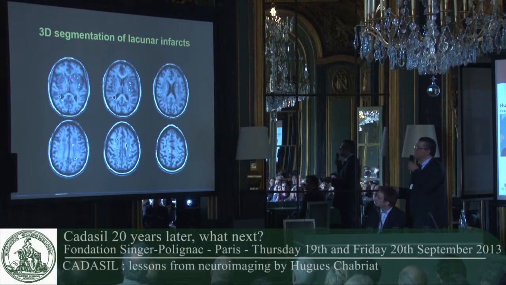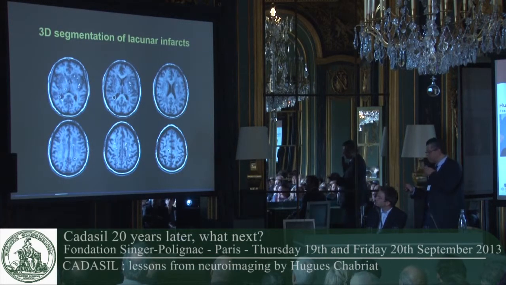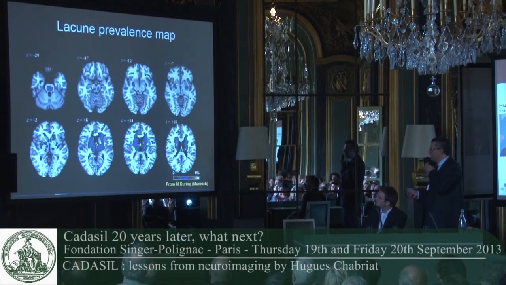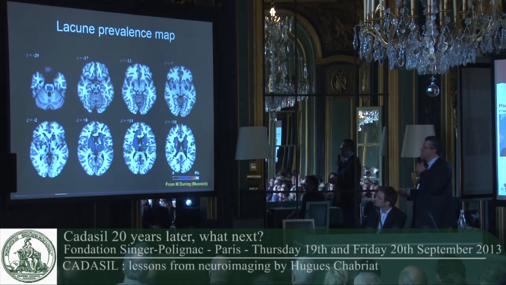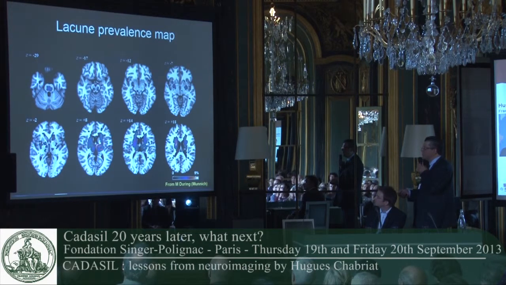delineate precisely all the lacunar infarctions observed in CADASIL patients, and with Marco, we are able now to provide a map of the most frequent lacunar infarctions in CADASIL. You can see that these lacunar infarctions are mainly observed in the deepest part of the brain, in the brainstem, and in basal ganglia, in the thalamus, and quite less in the white matter.